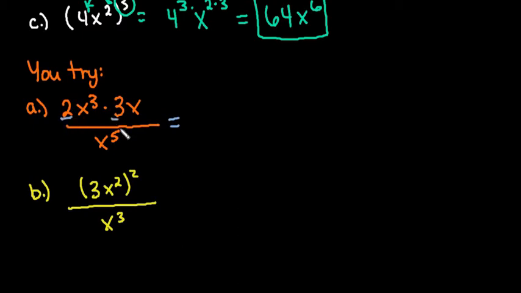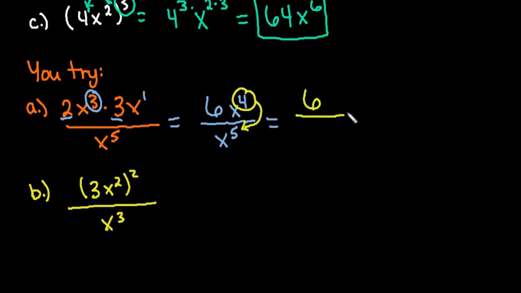So coefficients, I would multiply them, so I get 2 times 3, which is 6. My x's, I'm going to add these together, so I have 3 of them plus 1 more, so that would give me x to the 4th, over x to the 5th. Then I can simplify this further. Since this one is smaller, I'm going to move it down, so I would end up with 6 over x to the 5 minus 4, which just gives me x. And that would be my final answer. So if you got 6 divided by x, then you did it correct.